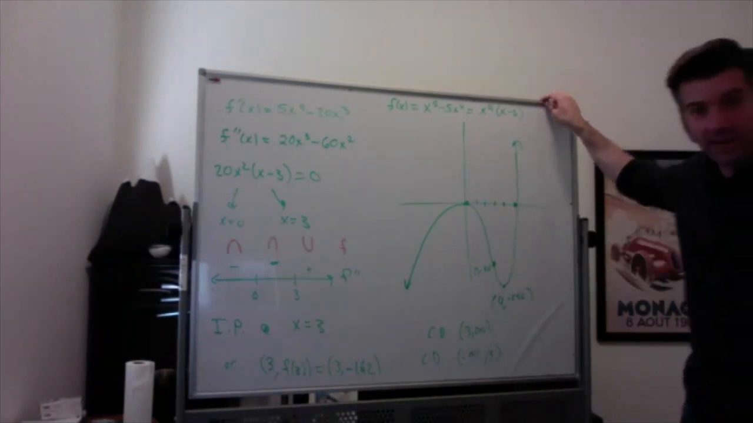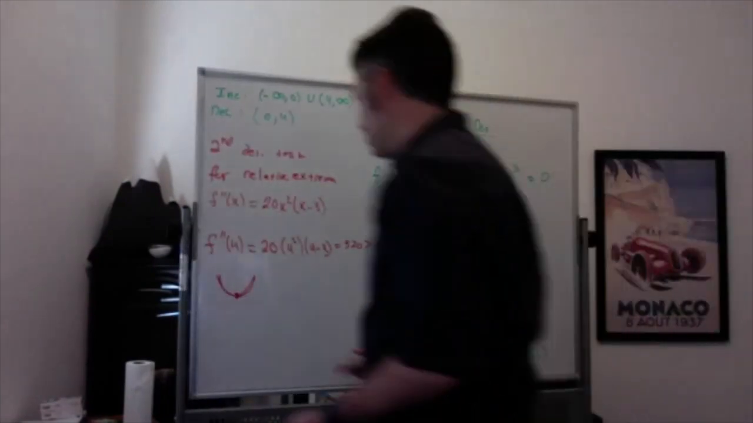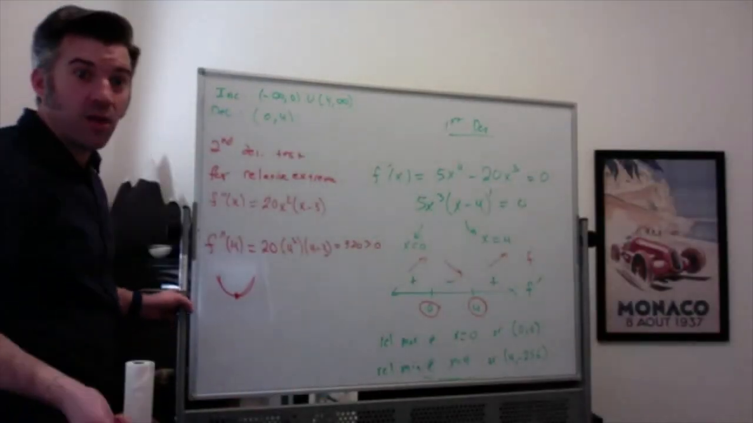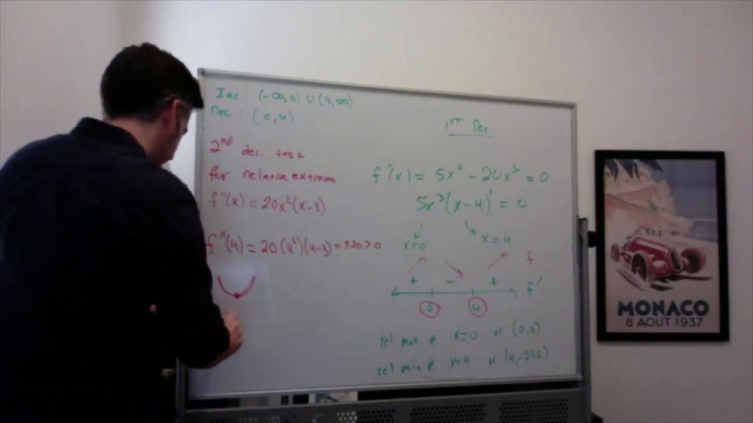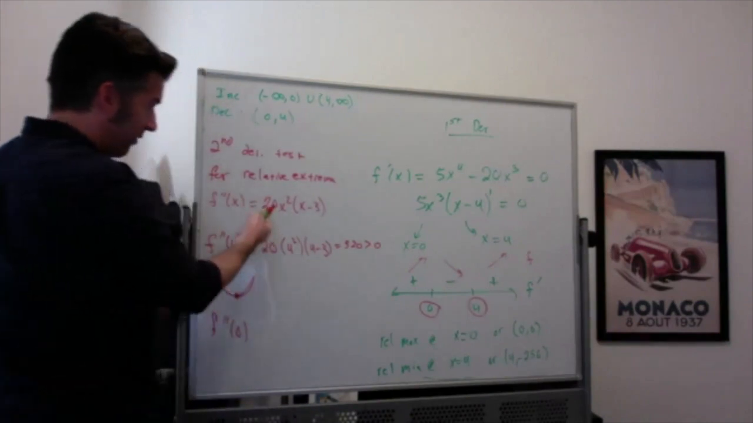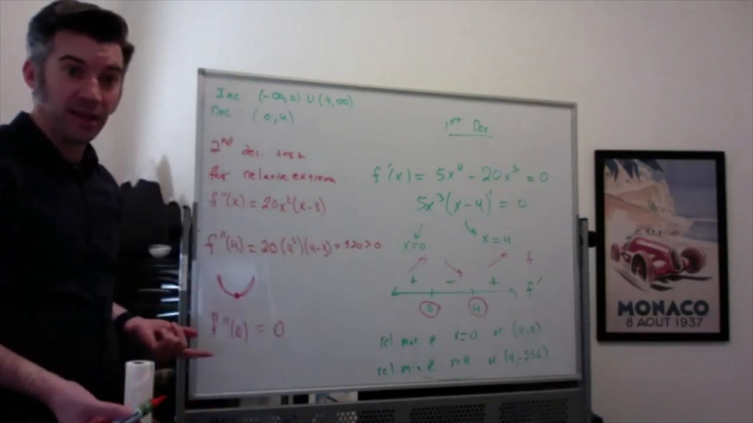Now here's the failing of the second derivative test. If the second derivative is 0, that alone won't tell you whether it's a max, a min, or neither. And if I plug in 0 here, definitely when I plug in 0, I do get 0. So this doesn't tell me anything.